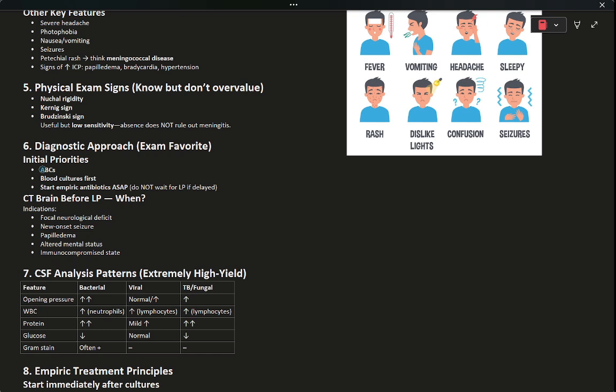So remember your airways, breathing, and circulation. Make sure they're intact. Always obtain blood cultures to see if there is infection going on. And then, whenever you suspect meningitis, be sure to start empiric antibiotics as soon as possible. This is important for controlling the infection, and it's especially important if lumbar puncture is delayed.